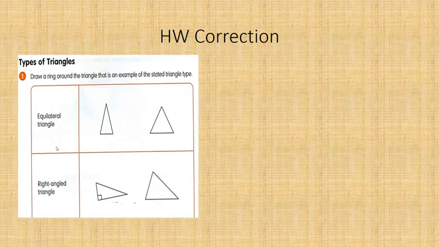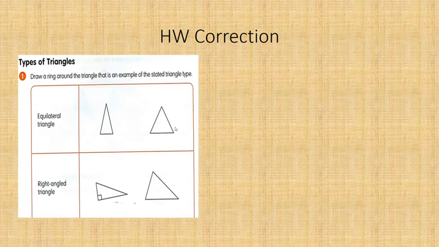So if you look here, you'll find an equilateral triangle. Right now I'm thinking, which one of these two triangles is the equilateral triangle? If you look here, you will find two equal sides, but the third one is not equal. What's the name of this type of triangle? Yes, it's an isosceles triangle.